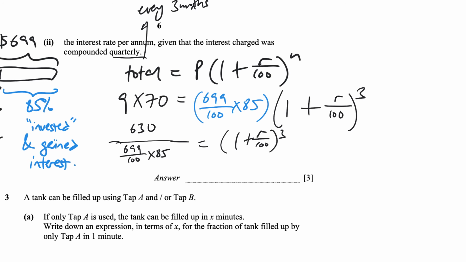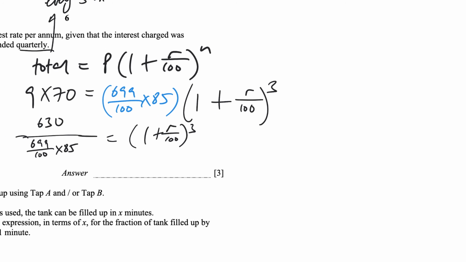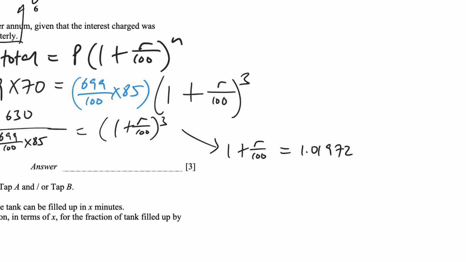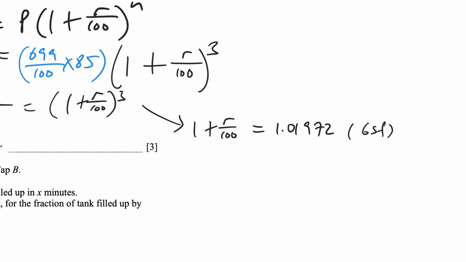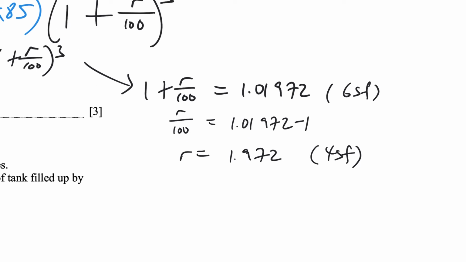Then you will see that, taking the cube root, 1 plus r over 100 is 1.01972, which is my 6SF version. And so we can calculate 1.01972 minus 1, and then r is simply 1.972. This is my 4SF version. I just round off to 3SF at the end.